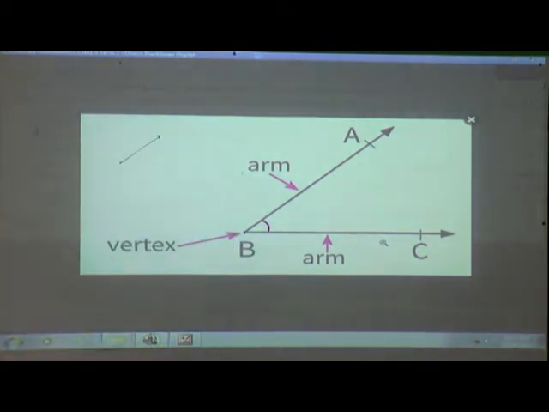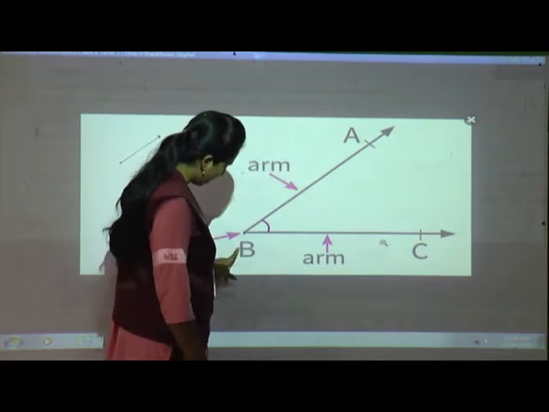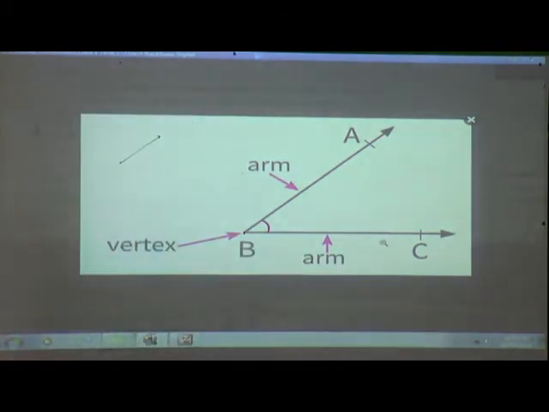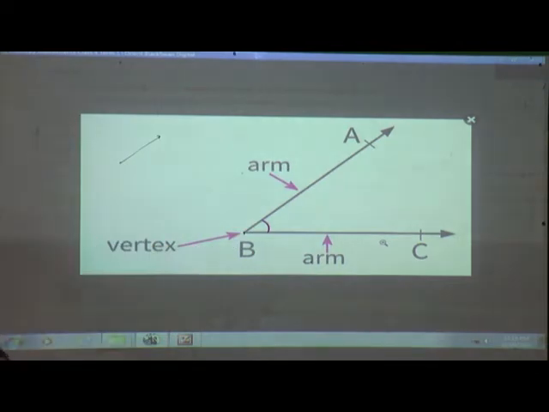And this angle is formed by ray BA, see, this is one ray BA and another ray BC, with a common end point. Which is the common end point? That is B. Observe the angle properly.